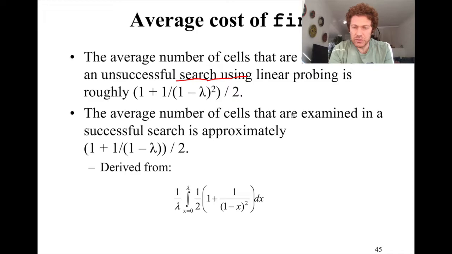The average number of cells that are examined in a successful search. In an unsuccessful search, I need to go through all values. In a successful search, I will stop at some point, so it's expected to be lower. And this is basically coming from testing all possible lambda values from 0 to lambda continuously. Basically, I am running this function here. So that is the idea.